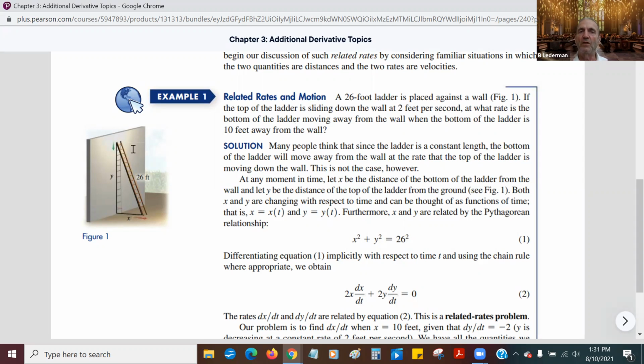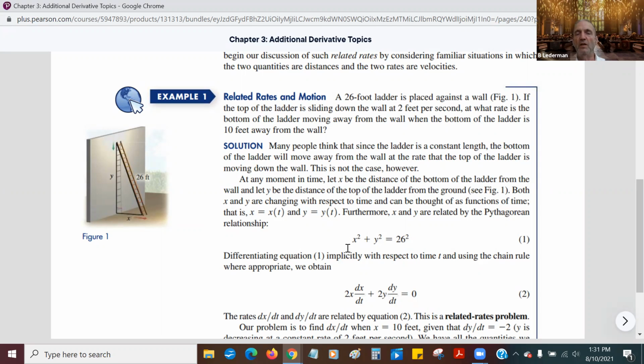Now, you may think that if the top is going down at 2 feet per second, that means the bottom is moving out at 2 feet per second, but that's not necessarily the way it works. As we're going to see, you could have the bottom going faster or slower than the top, and it could vary with the angle the ladder's at. Anyway, let's solve this now with a little math.